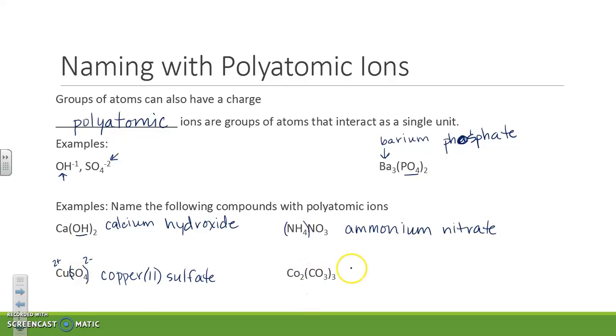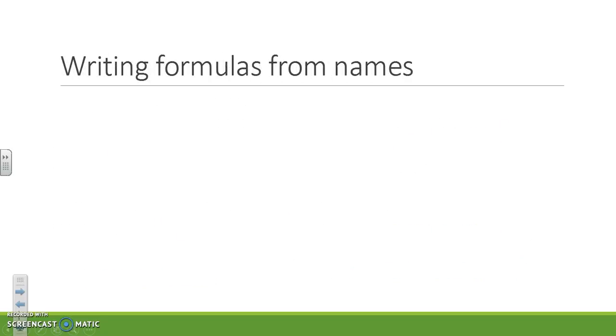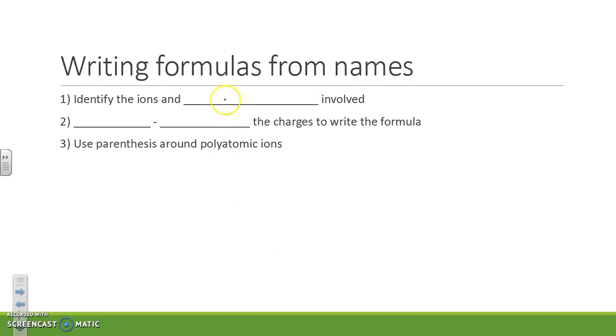All right. And then on this one, we have cobalt 3 carbonate. Right? And again, we're going to practice this so much that you are going to be able to do this in your sleep. So don't freak out if you don't know how to do it yet. Okay, writing formulas from names. So how do we do that? Well, we identify the ions and I want to say charges, but I think that's actually wrong, so we'll come back to that. So we're going to cross up. Nope, sorry, cross down. Yeah, that was right. Cross down the charges to write the formula, and then use parentheses around polyatomic ions because that's a family, it's a unit, and we want it to stay together.